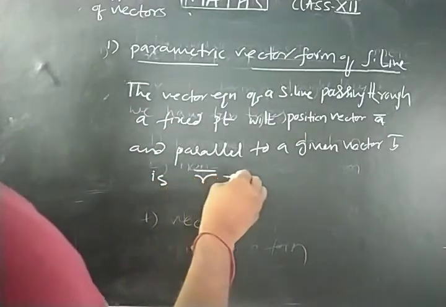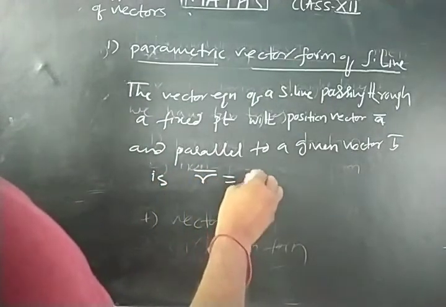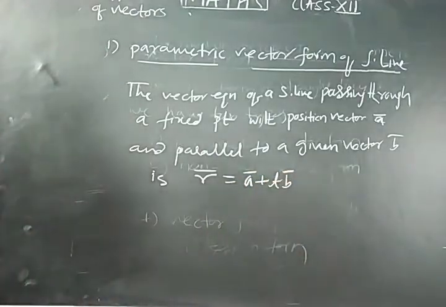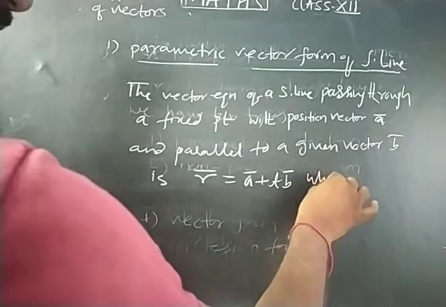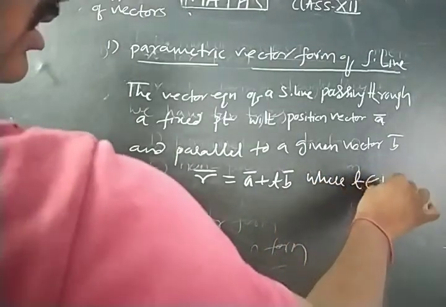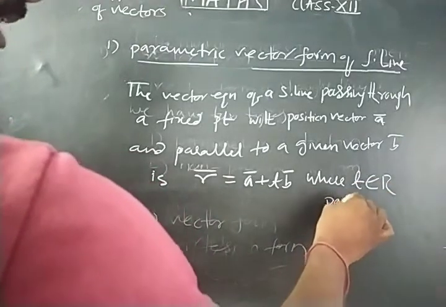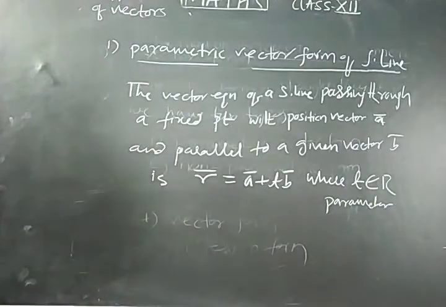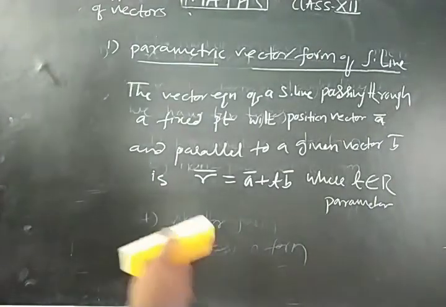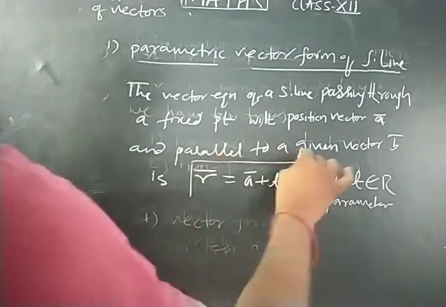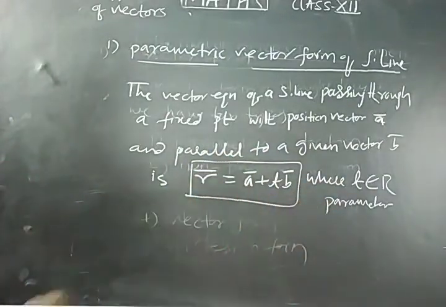is r bar equal to a bar plus t into b bar, where t is a real number, t belongs to R, which is called the parameter. Now let us derive this parametric form of the equation. This is the parametric form of the straight line, and I am going to derive how we can get this form.